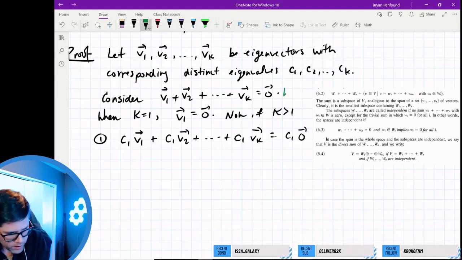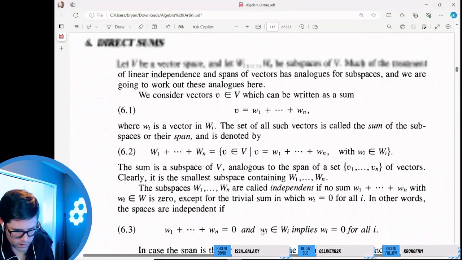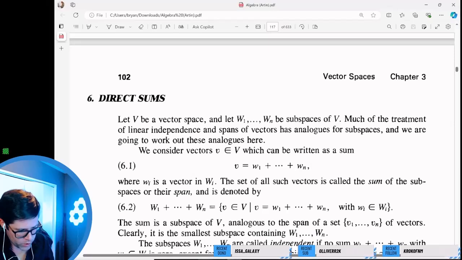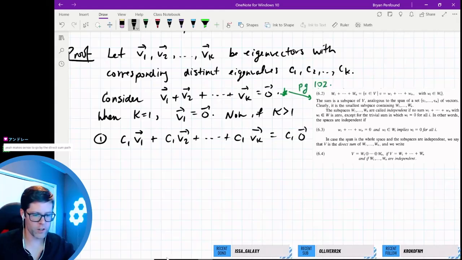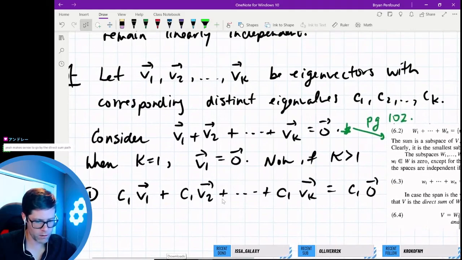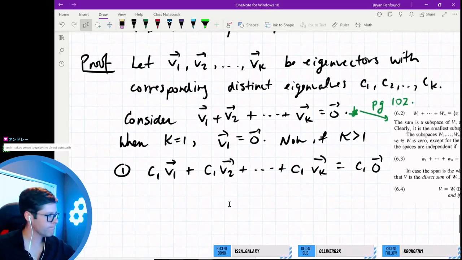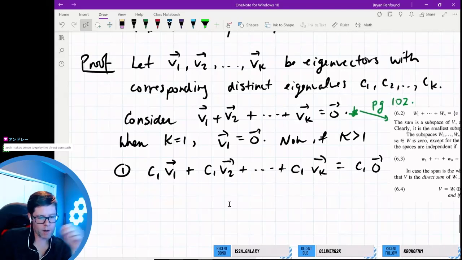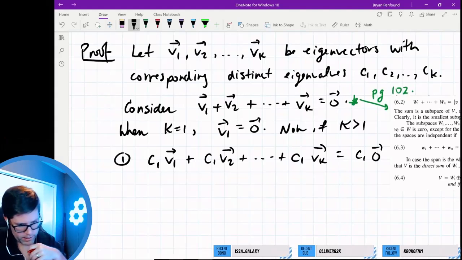So I'll put a little star here. What page is that? So if you want to read that in Artin, it's page 102. And so you are right that it shouldn't work in the general case, but it should work for the eigenvectors that we're working with, because each one of them individually forms a subspace. Yeah, so this is definitely a direct sum path, and my apologies for not being immediately clear that that is the case.